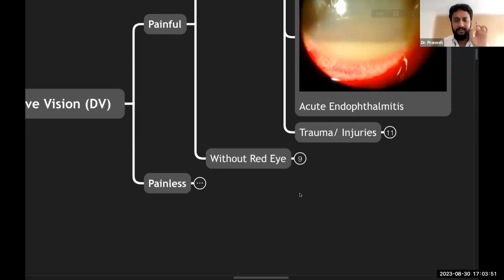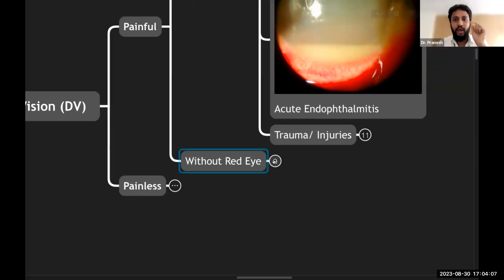But remember this, a young female coming to you with the sudden onset painful defective vision, the pain is much more on extraocular movements. What is the diagnosis? Think of optic neuritis.